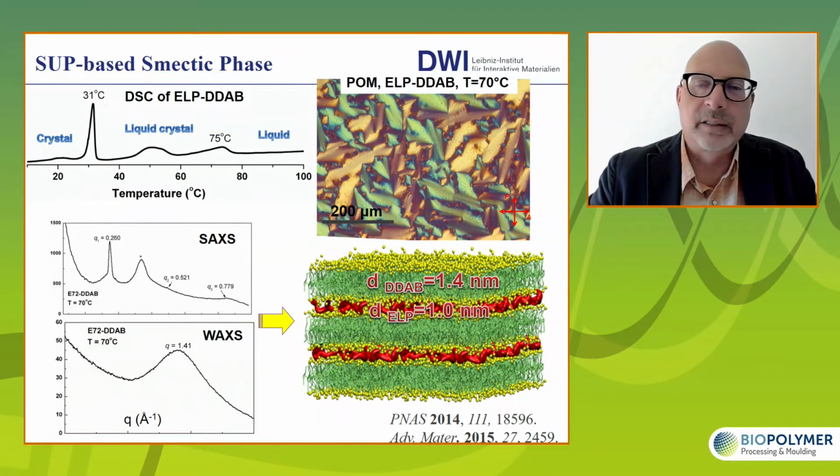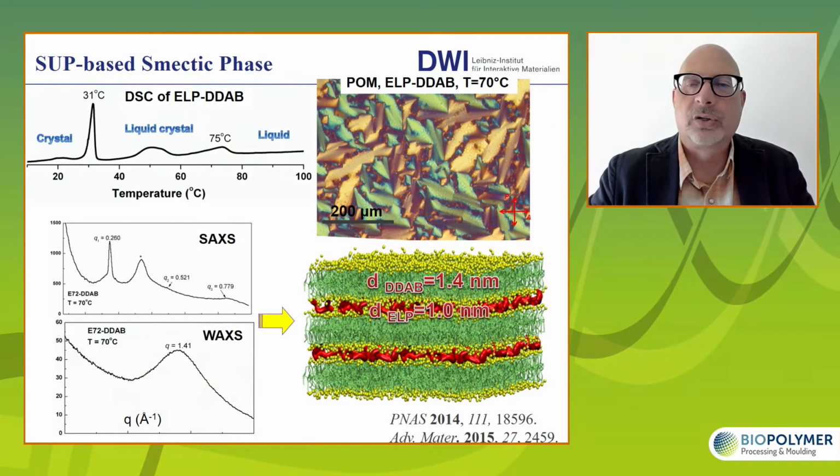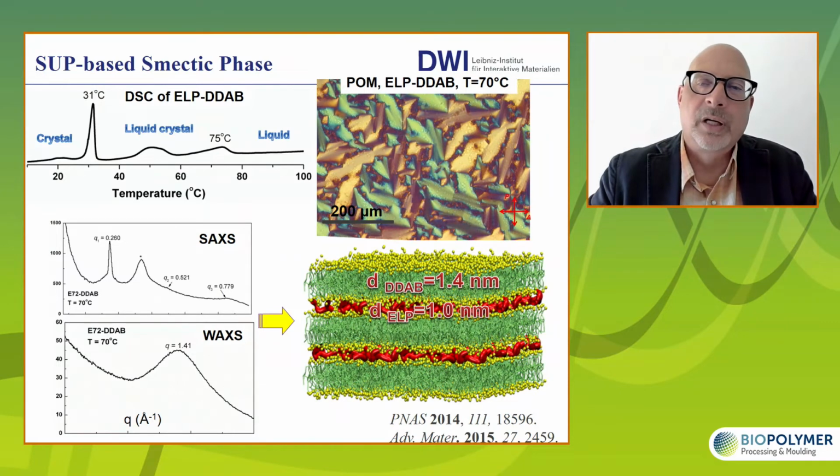And from Sachs and Wax measurement, you can also calculate the structural properties of these materials. And from this, we know that we obtain smectic structures, so layered structures with surfactant double layer that is separated from the next layer by the supercharged polypeptides.